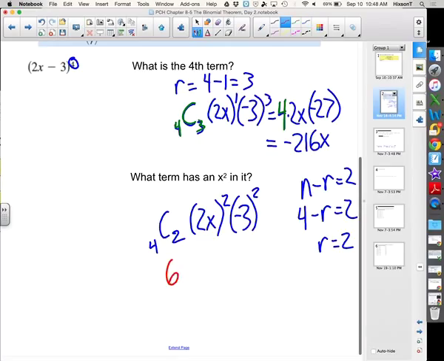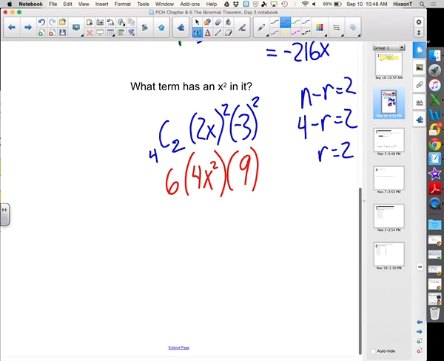4 choose 2 equals 6. This is a 4x squared. And then this is a positive 9. We multiply that all out. And I think that was a positive 216, if I remember right, x squared. Okay? So here we're getting specific terms, not the entire expansion.